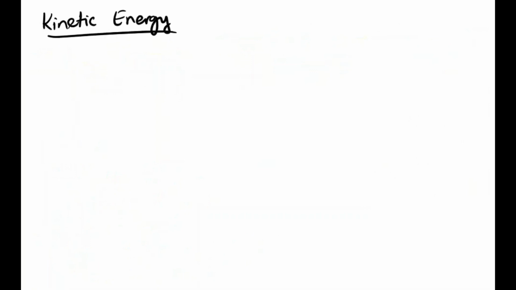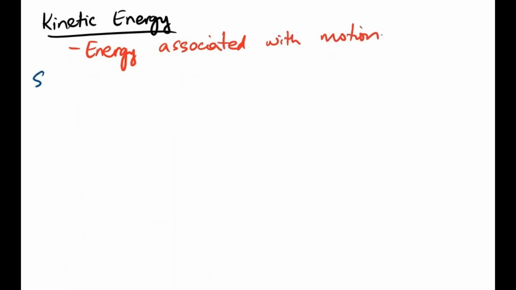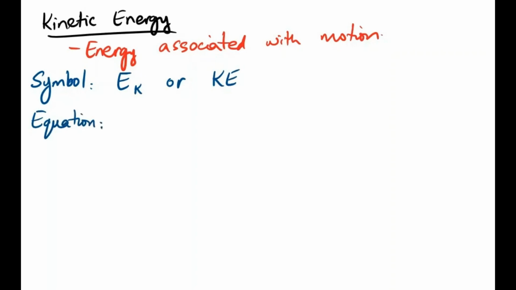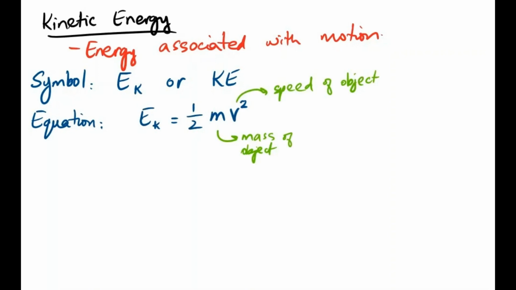Now let's talk about kinetic energy in detail. Kinetic energy is the energy associated with the motion of an object, or any object that is moving is going to have some kinetic energy. The symbol that we'll be using is the capital E with the subscript K, or sometimes it can be written as KE. The equation for kinetic energy is half m v squared, where m is the mass of the object and v is the speed of the object. Also, keep in mind the speed will be squared.